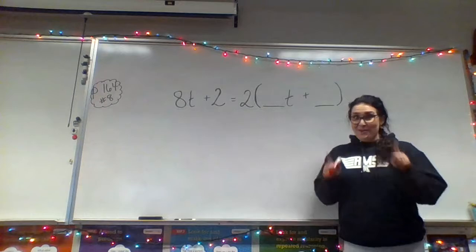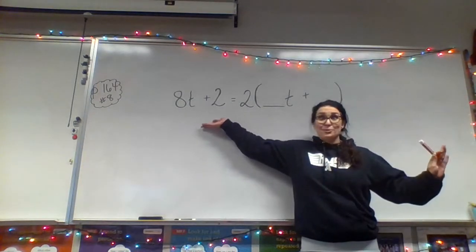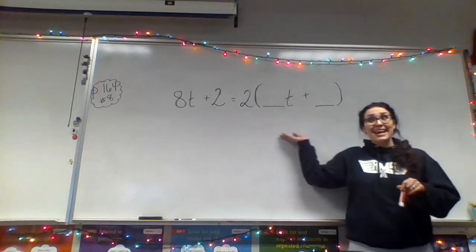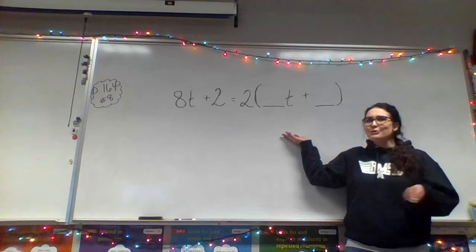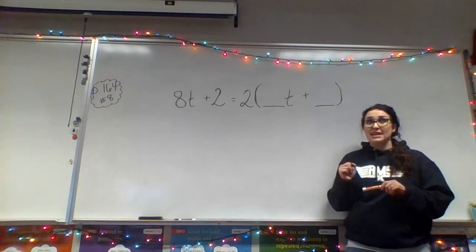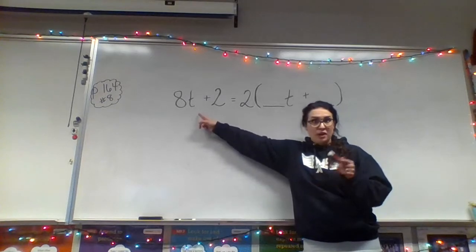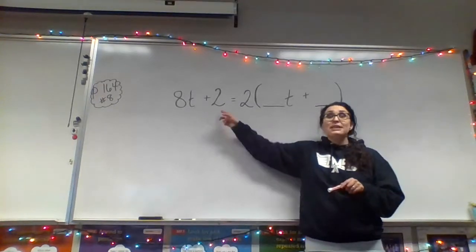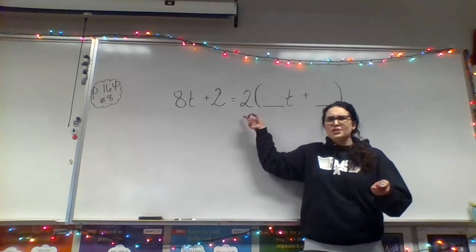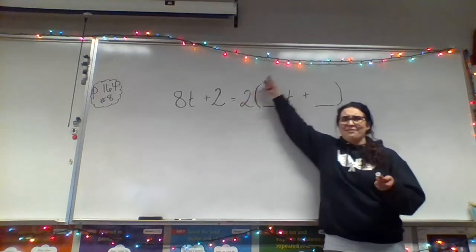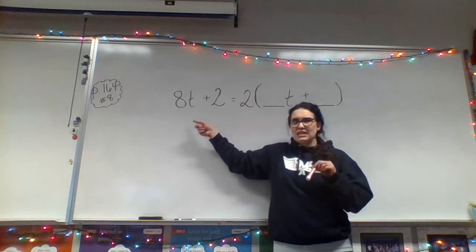Okay, so for number 8, what we have is one complete algebraic expression, but we're trying to make that equivalent expression as well, all right? And we're going to use that distributive property to help us out with this, all right? So you'll notice that we have 8t, coefficient variable, plus 2, right? And I'm trying to see what that's equal to. So I'm going to take a 2 and I'm distributing it to everything that's inside my parentheses, right? And I have to get 8t plus 2 as my outcome.